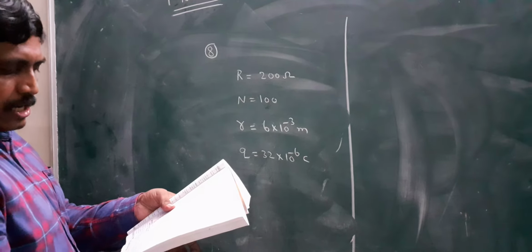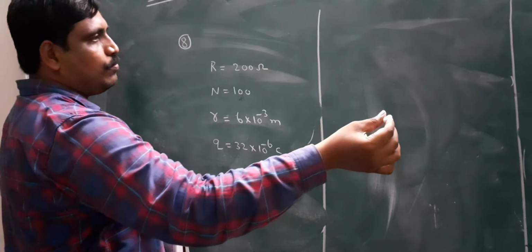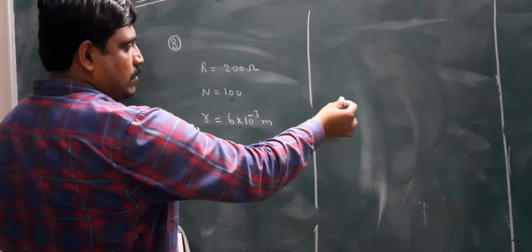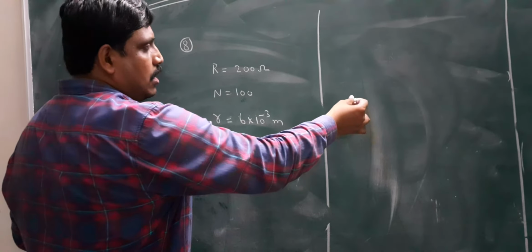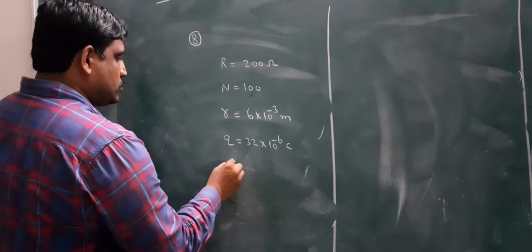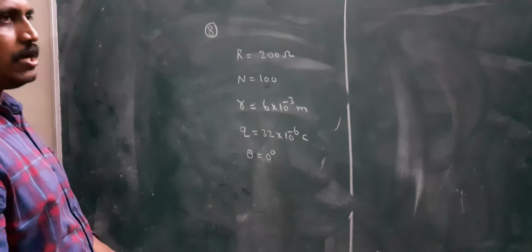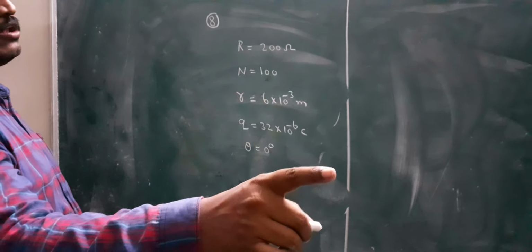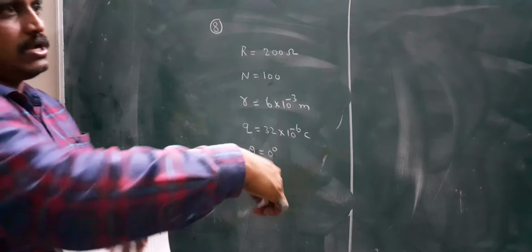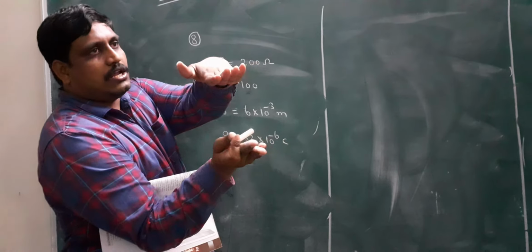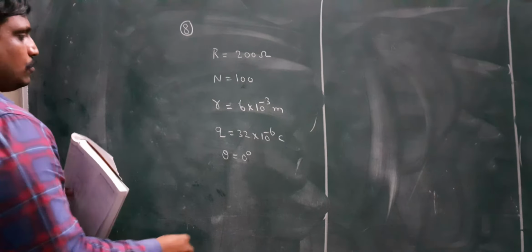Here also the coil is placed perpendicular to the magnetic field. Simply, the magnetic field is perpendicular to the coil, and the area is also perpendicular to the coil. Simply theta value is 0. Magnetic field perpendicular to coil does not mean 90, because the area is also perpendicular. Theta is the angle between B and A. Both are parallel, so theta value is 0.